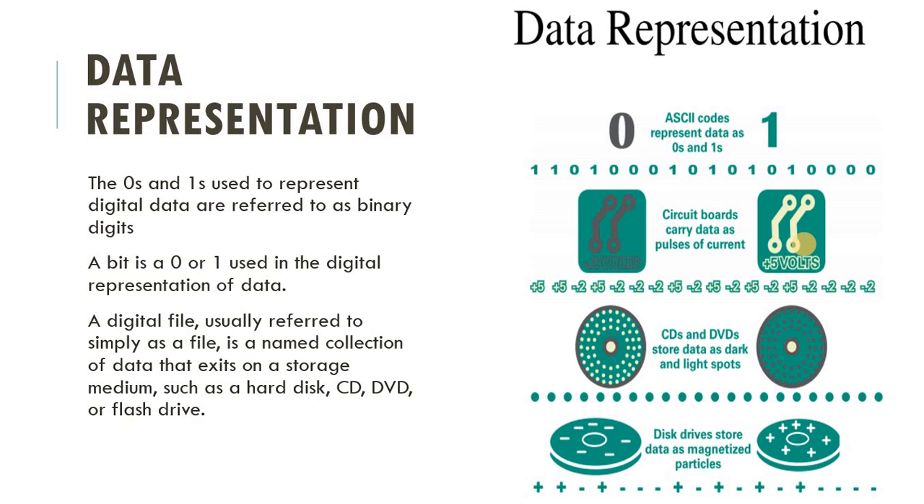In the computer system, our data is stored in the form of zeros and ones. The zeros and ones used to represent digital data are referred to as binary digits. So now you are all clear that our data is stored in the form of zeros and ones in our computer's memory, and it is called the binary format. Now if anyone asks you how data is stored in the computer, you can easily answer that the data is stored in binary format. A bit is a 0 or 1 used in the digital representation of data.